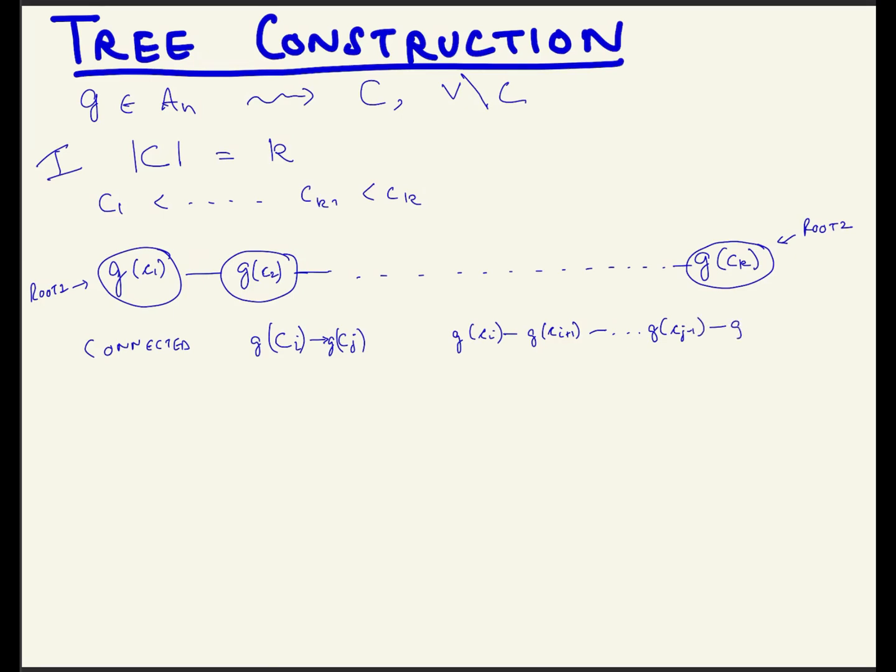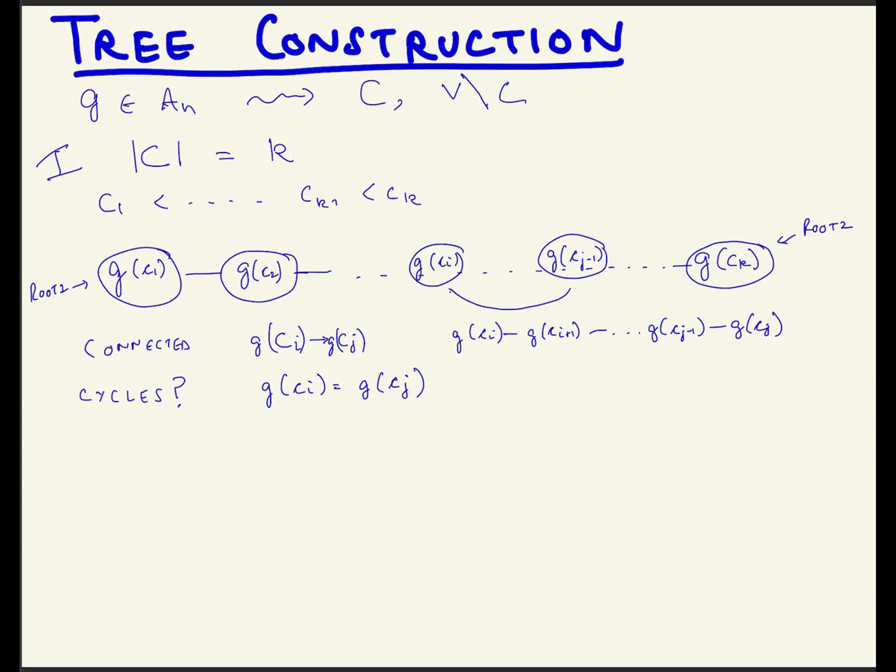The next question is, are there any cycles in this graph? And this is a slightly tricky question. What this basically means is G of Ci equal to G of Cj for some i and j. Because if that's the case, then you'll have G of Ci, some vertex somewhere in this graph, and then it'll connect to G of Cj minus 1. But G of Cj minus 1 has to connect to G of Cj, which is actually equal to G of Ci, and so you have a cycle.